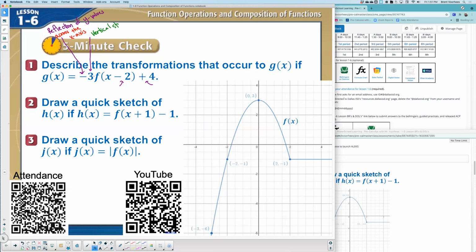Vertical stretch by factor of 3, which means every Y value gets multiplied by 3. So if you had a table, all Y's would get multiplied by 3.